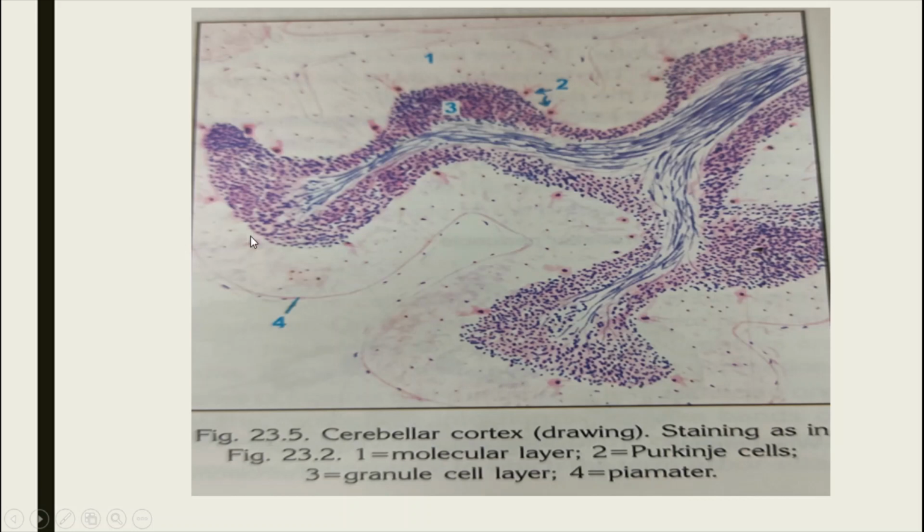Then the next, intermediate layer, you can draw the Purkinje cell with dendrites towards the molecular layer. Next is the densely packed granular cell layer, labeled as the 3. Then the inner core of white matter. Each section contains an inner core of white matter. So this is how we can draw the diagram of a cerebellum section.